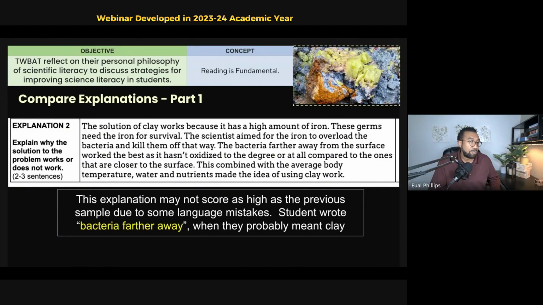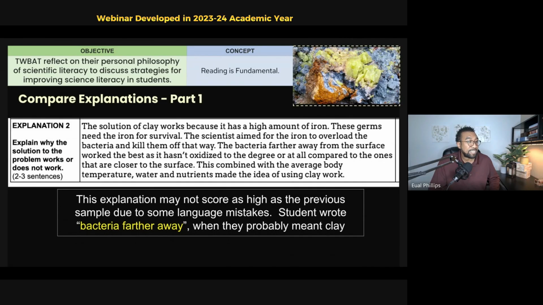Now I just want to show you a comparison between a good response and one that doesn't meet the criteria of an explanation. This response is a sufficient explanation. However, there were some mistakes in the language. As I was reading this, I noticed that the student may have gotten confused, and instead of using the word clay, they probably wrote bacteria. And now their explanation is not as clear as, say, the previous student's work.